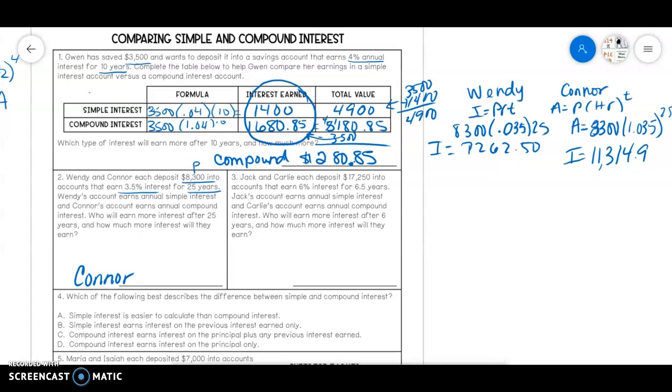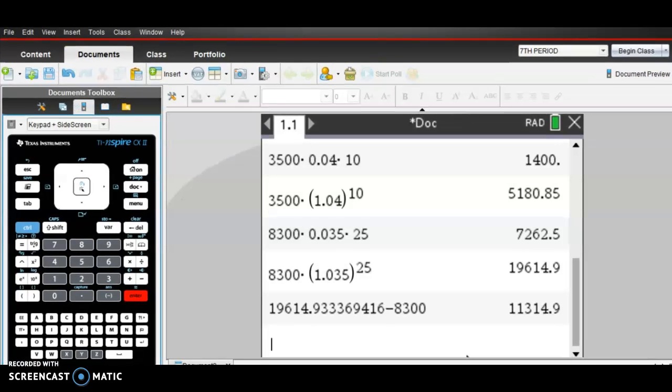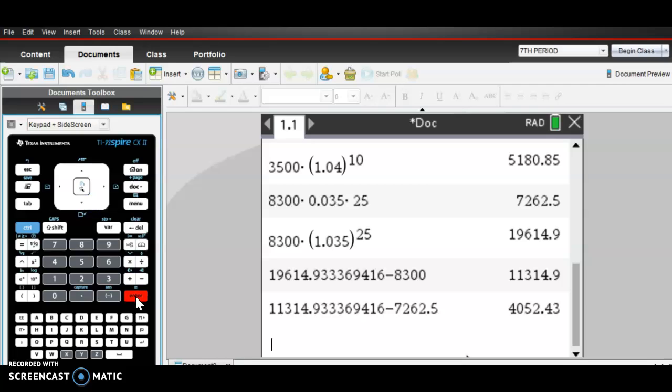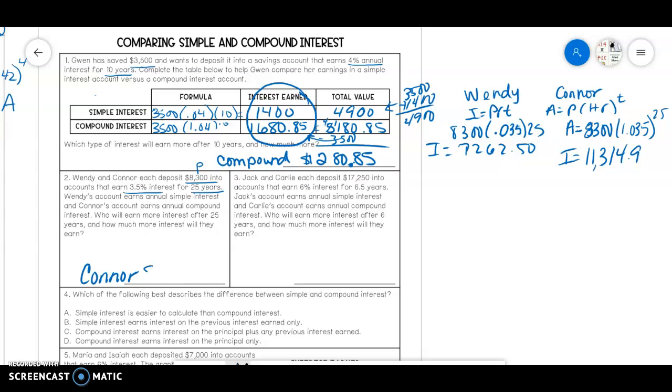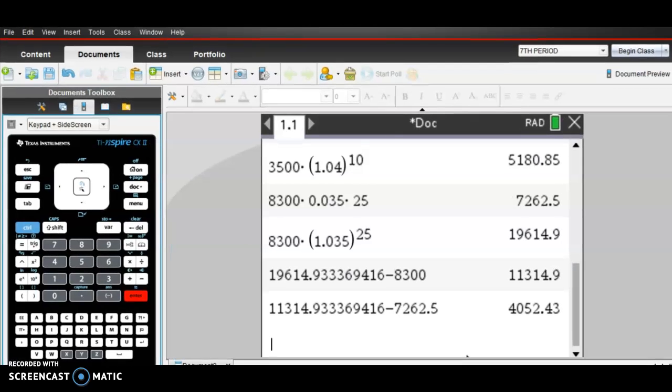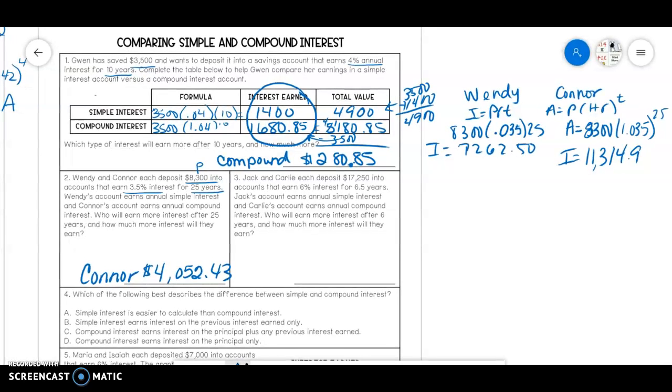So we're going to go back to our calculator. And if I go up and highlight it and hit enter, it'll copy it. Minus 7,262.5, so $4,052.43. Okay. So some of you, again, were forgetting to do that piece. You were taking the A and subtracting I over here, and that wasn't working.